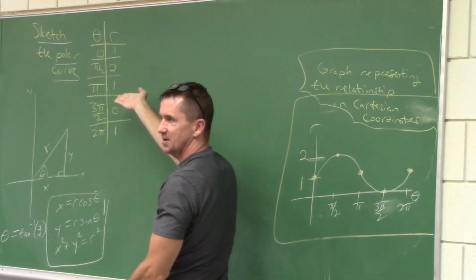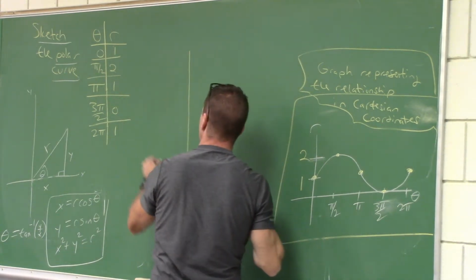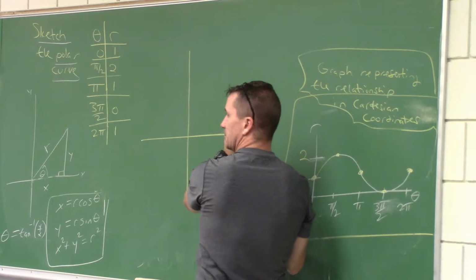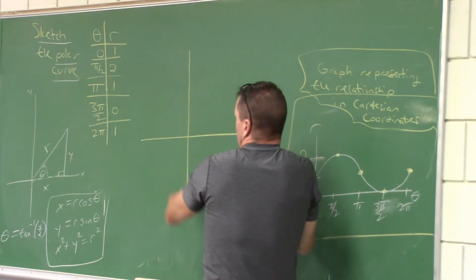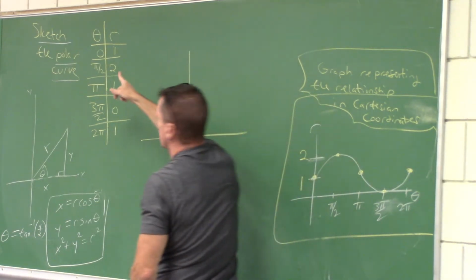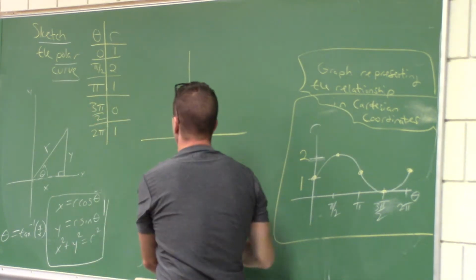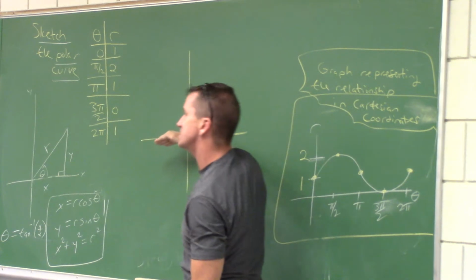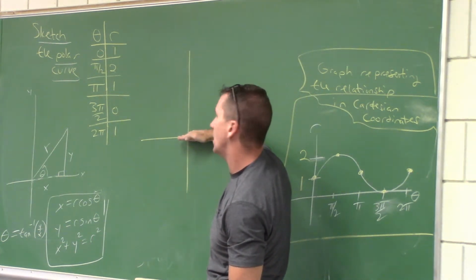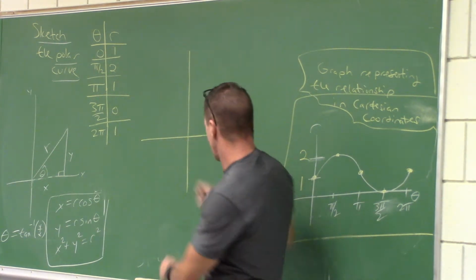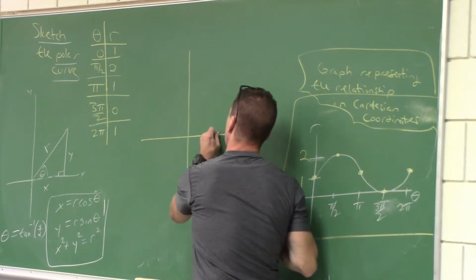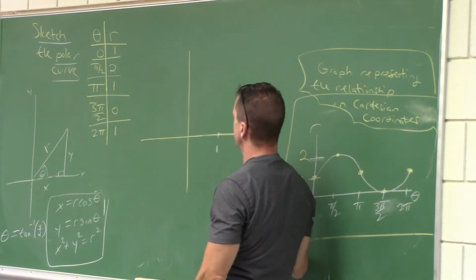You ready to sketch this with me? All right, we're going to go one at a time to sketch this thing. This is going to be in polar coordinates. It's the same Cartesian plane, but we're sketching the polar curve that represents these points, okay? All right, start here. Where's theta 0? How far away am I from the pole? So go 1 away from the pole. All right, so I'll start right here.